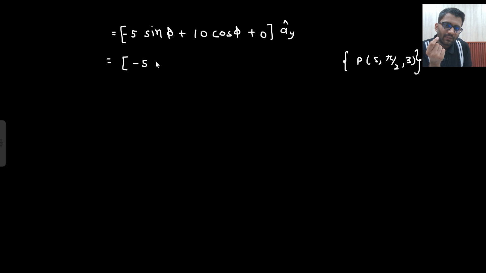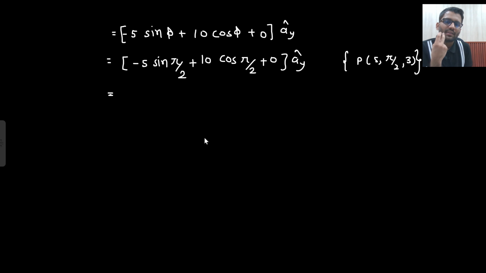So -5 sin pi by 2 plus 10 cos pi by 2 plus 0 a_y cap. So what answer are you getting? -5 a_y cap. So this is the answer of the second question, okay.